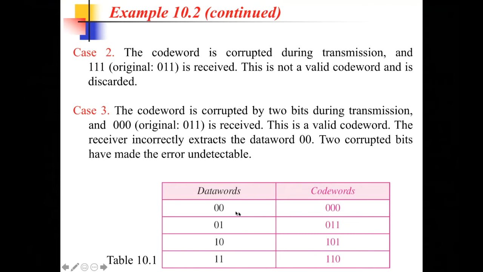Okay, let's go to case number 3. I sent you 011, but due to network error, you received 000. The first bit is already 0, and the last two bits were flipped due to network error. First of all, you check whether this is the correct code word or not. You check it from the table. Is 000 in the table?